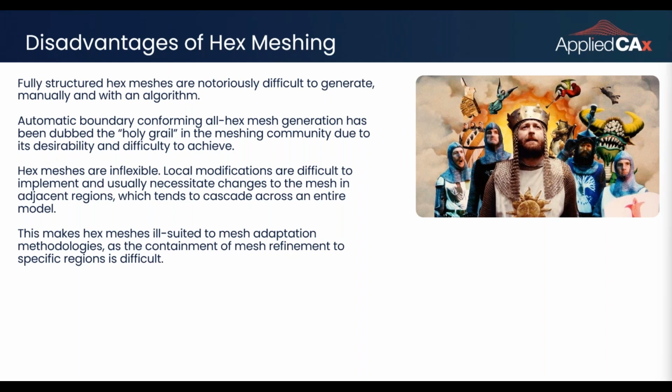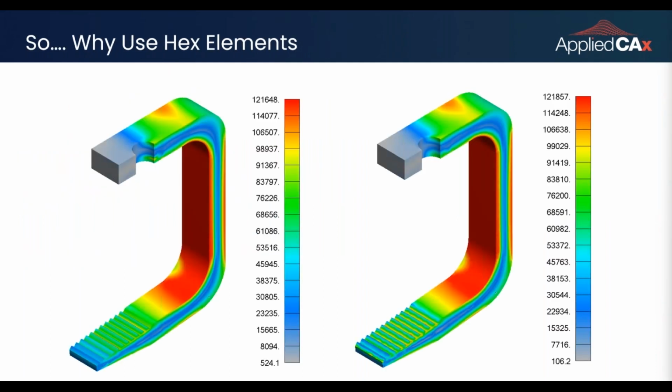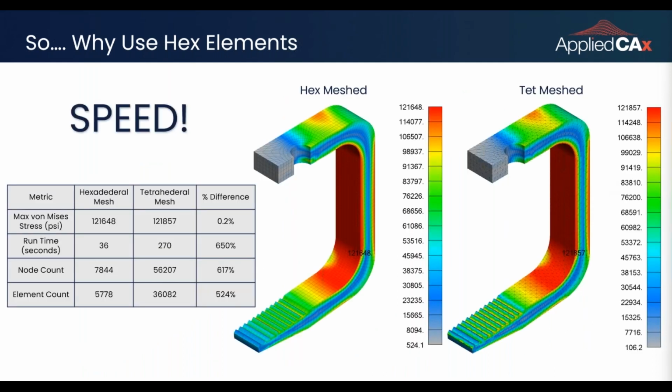The last thing I really wanted to show was a more complicated example, just one more compelling reason on a more realistic part. This is an automotive hook, for example. We're using half symmetry here, and you can see the results here are almost identical. You really can't tell the difference. The only difference between these two parts is speed.